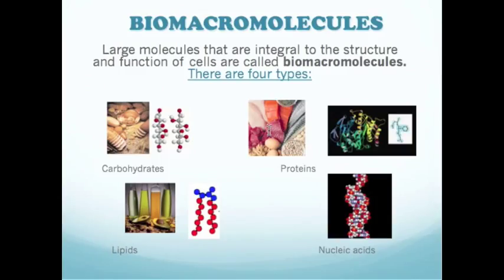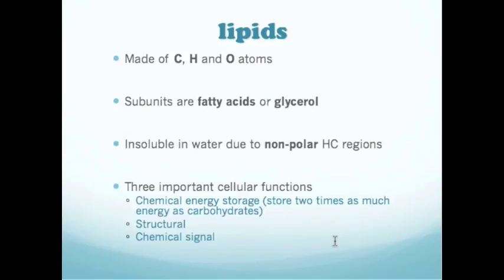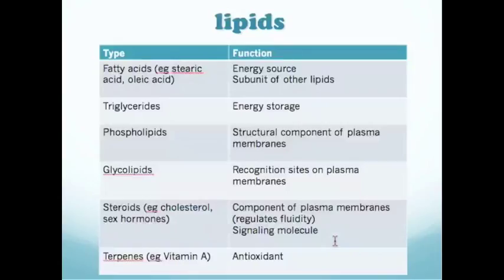So, when we want to talk about the biomacromolecules, there are four main types: carbohydrates, proteins, lipids, and nucleic acids. So we're going to look at them today. Lipids are made of carbon, hydrogen, and oxygen. Their subunits are fatty acids and glycerol. They're comprised of a fatty acid chain and a glycerol head. They are insoluble and non-polar due to the large hydrocarbon regions. They are used in energy storage, as structural components of the cell membrane, and in chemical signaling.